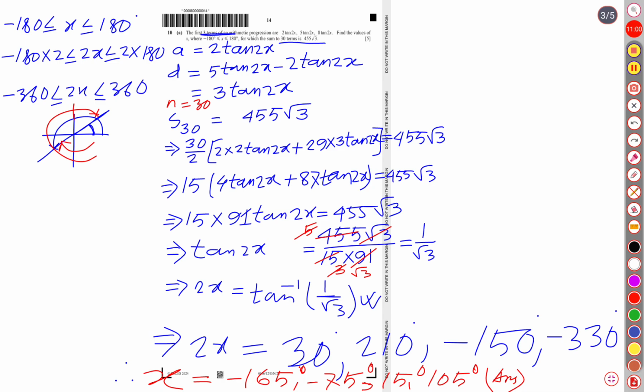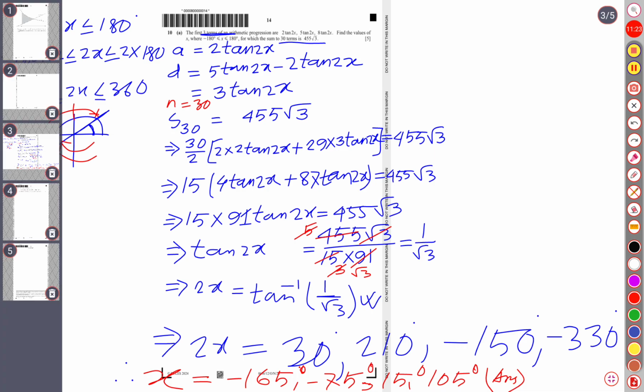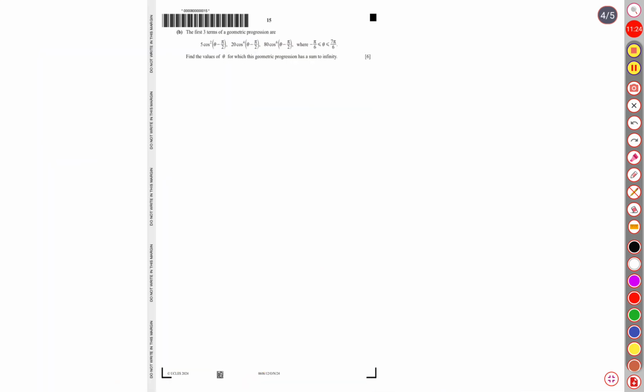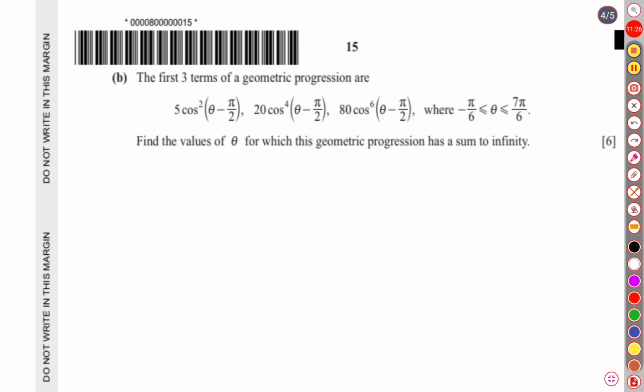They have told us to find the value of x in the given range. So these are all the values of the angle x. We take these four values. Okay, so let's move on to solution number B. The next question is over here. Let's see what it says.